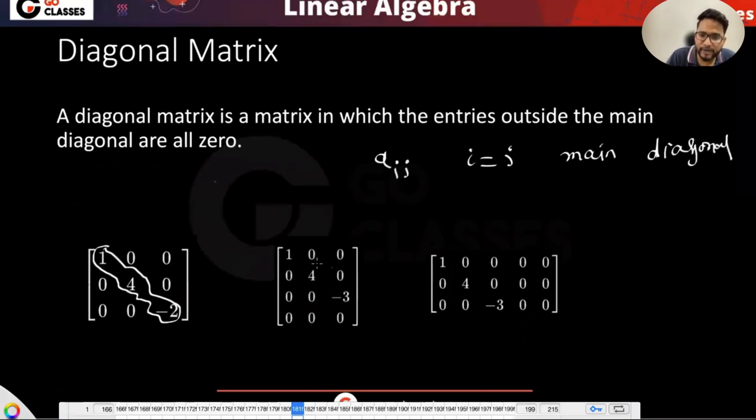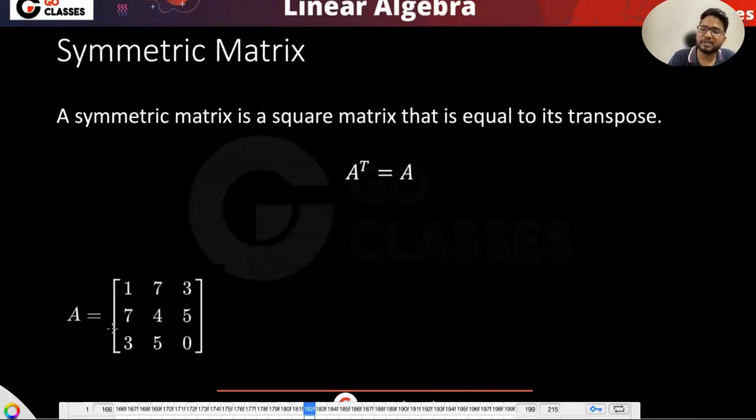Which means this is the main diagonal, where i equals j, and similarly this is also a main diagonal. And these are all diagonal matrices. A diagonal matrix is basically a matrix where, apart from the main diagonal, everything else is zero. Now, what is a symmetric matrix?